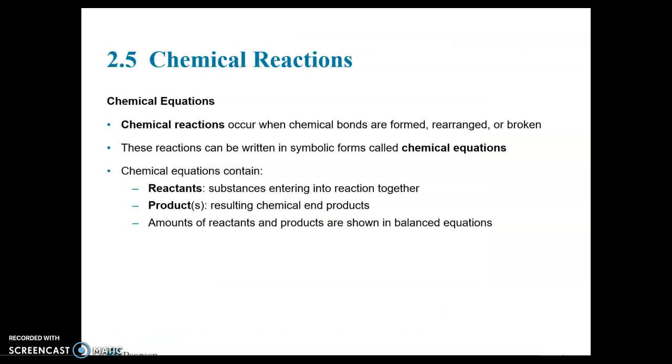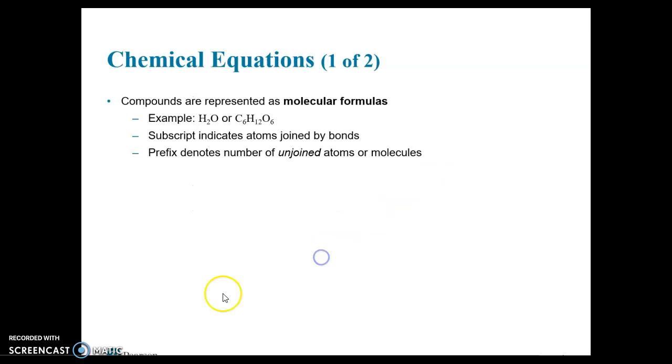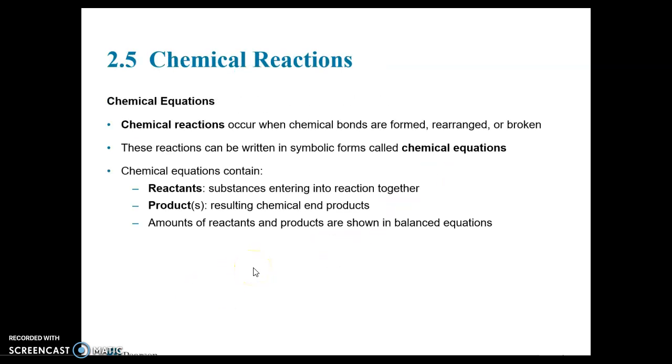Now we're going to look at chemical equations. Chemical reactions occur when chemical bonds are formed, rearranged, or broken. For all chemical equations, we have reactants on the left normally and products on the right. The reactants are like the ingredients in a recipe, and the products are like the final cake or cookies or whatever that you are baking.